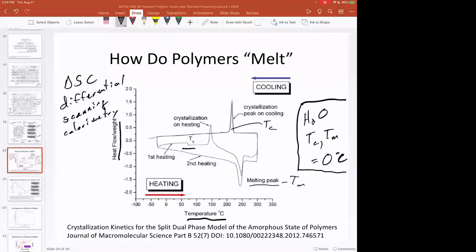But what you need to know for this class is when you melt a polymer and then you cool it down, it is going to crystallize at a lower temperature, usually, than what you melted at. But there's all sorts of other things that can happen, like you can have crystallization on heating. So as you go above the glass transition temperature, all of a sudden you have some crystals form. And so this is how we do annealing of polymers. So we anneal above TG.